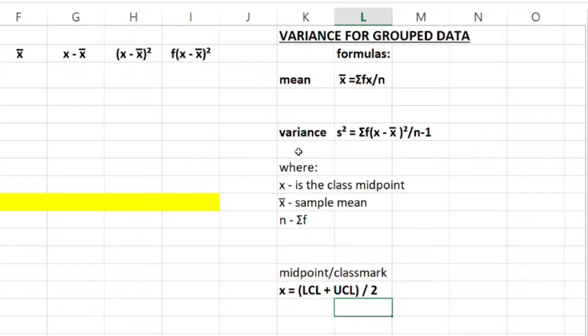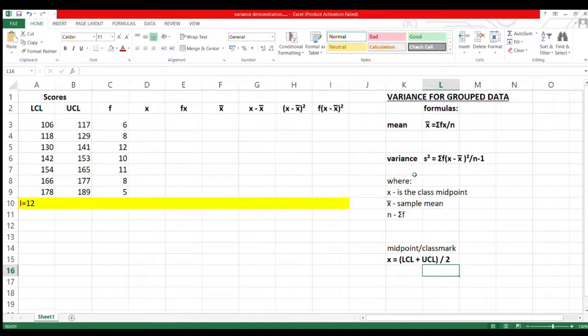Here is the formula for variance. S squared is equal to the summation of f times (x minus mean) squared over n minus 1, where x is the class midpoint, x bar is the sample mean, and n is equal to the summation of the frequency. Now, let's find the variance of this frequency distribution. Again, this is the formula for the variance.